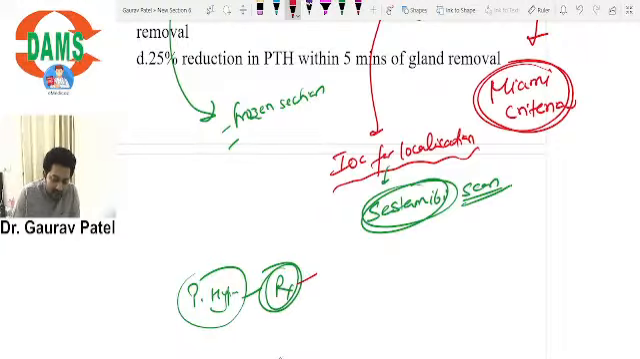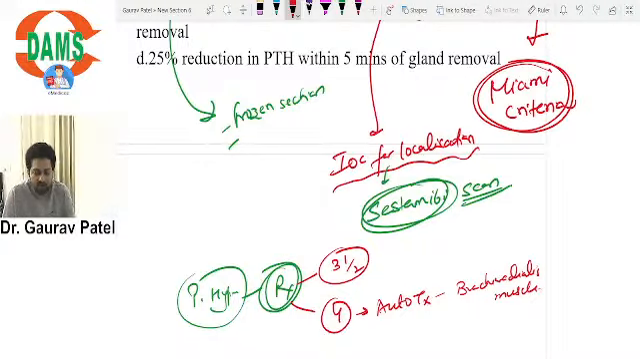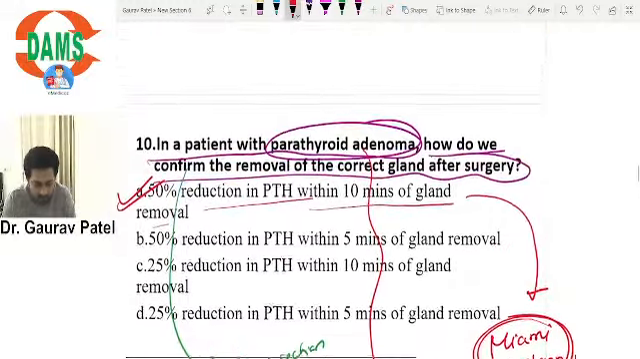Parathyroid hyperplasia, the treatment is either 3.5 gland removal or all 4 with autotransplant in the brachioradialis muscle of the non-dominant forearm. So for adenoma, you will do the removal of the involved gland. For hyperplasia, these are the treatment options. Yes, Salim Khan, very good. Forearm muscle.